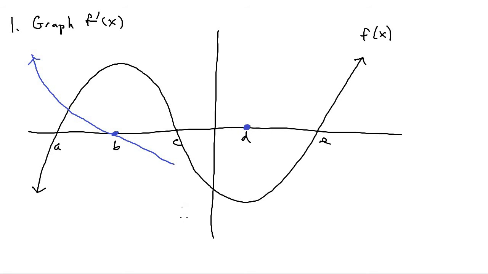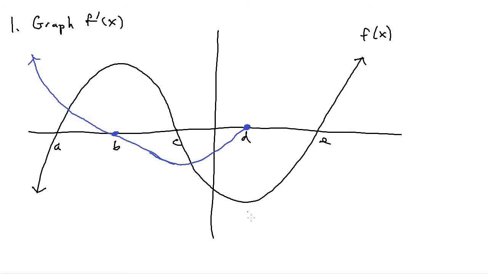And then from point C to point D, the graph is still decreasing, so f prime has to be below the x-axis. But notice how the slope is getting closer and closer to 0, which means it's decreasing. So it'll go back to 0. So I'll kind of draw like a smooth curve back to point D.